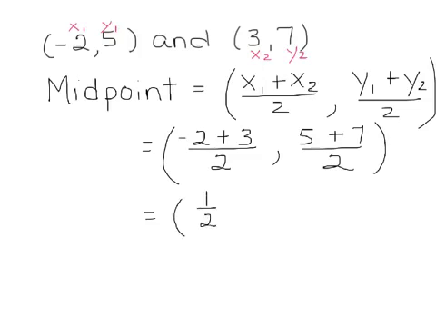in the numerator divided by 2, and 5 plus 7 gets us 12 divided by 2, which then will reduce to 1/2, comma, 6. So 1/2 for the x-coordinate, 6 for the y-coordinate. Now, a good way to just see if this is in the right ballpark is to sketch these points and see if your point for the midpoint, 1/2, 6, looks about in the middle between those 2 points. I'll leave that for you to do.